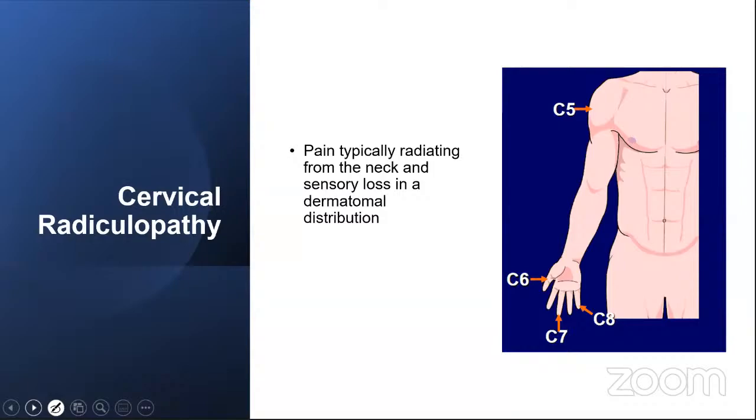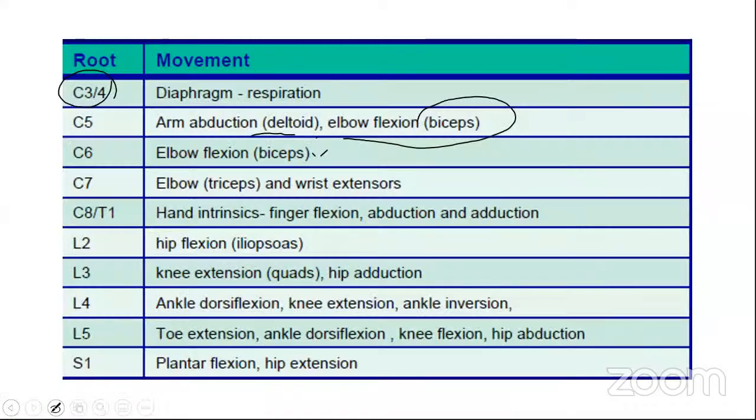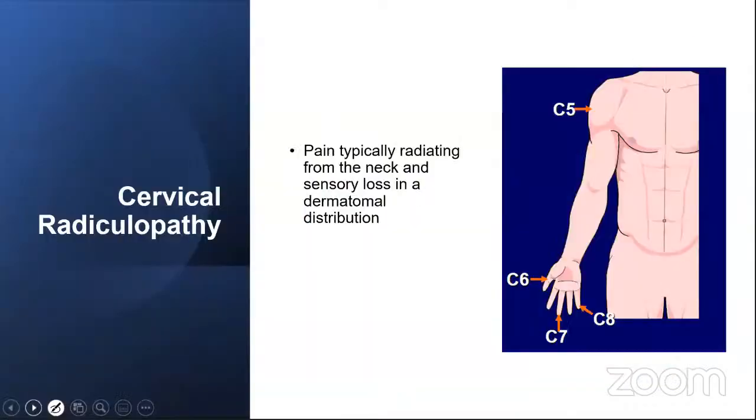Right, so we have done it. Now look at the upper limb, the cervical radiculopathy. The pain will be in the distribution of the dermatome. Pain typically radiating from the neck and sensory loss in a dermatomal distribution. Now we learn what is radicular pain here.